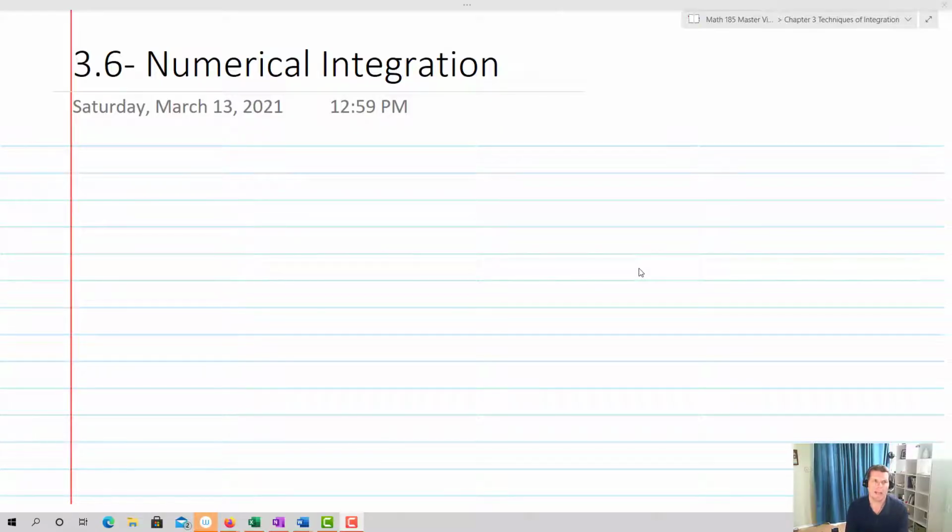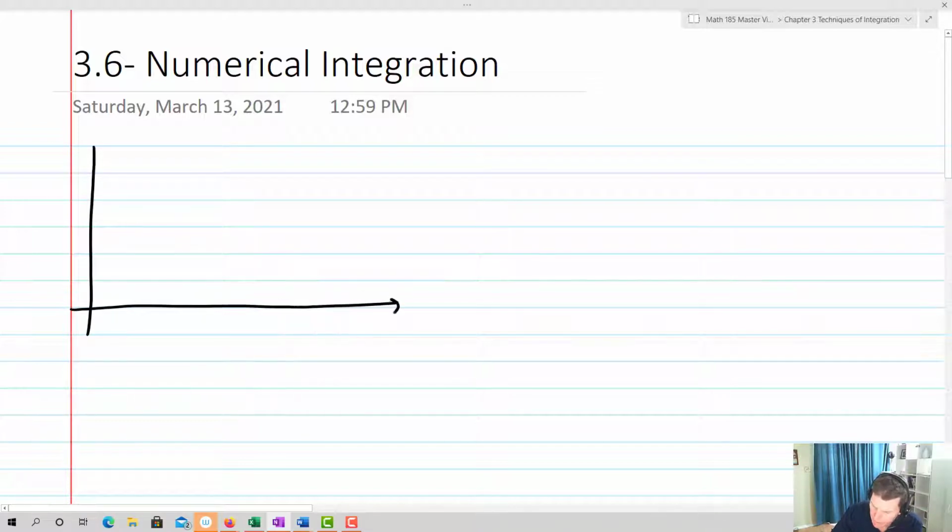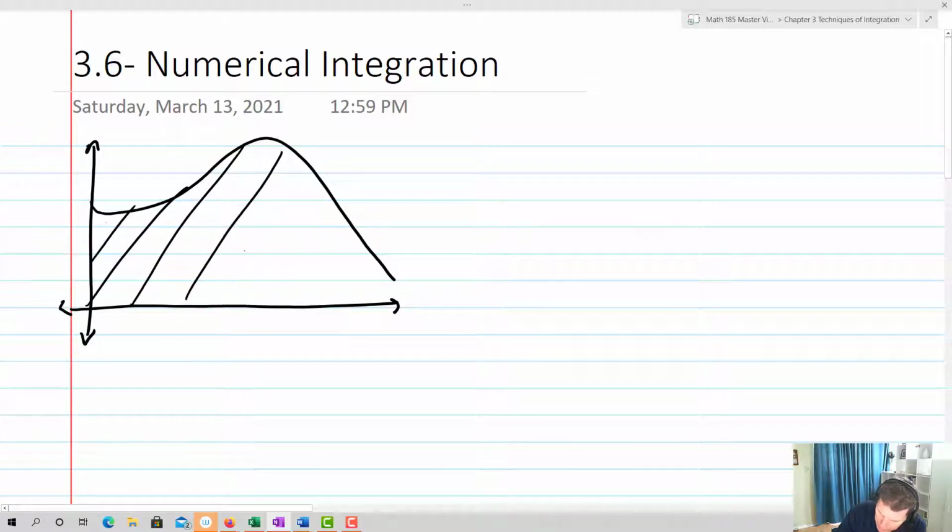So now we're going to look at 3.6. This is numerical integration. And what we want to start out with is that basic idea of integrating. So we've got a function, okay? And what I want to do in doing integration is find the area underneath this curve.